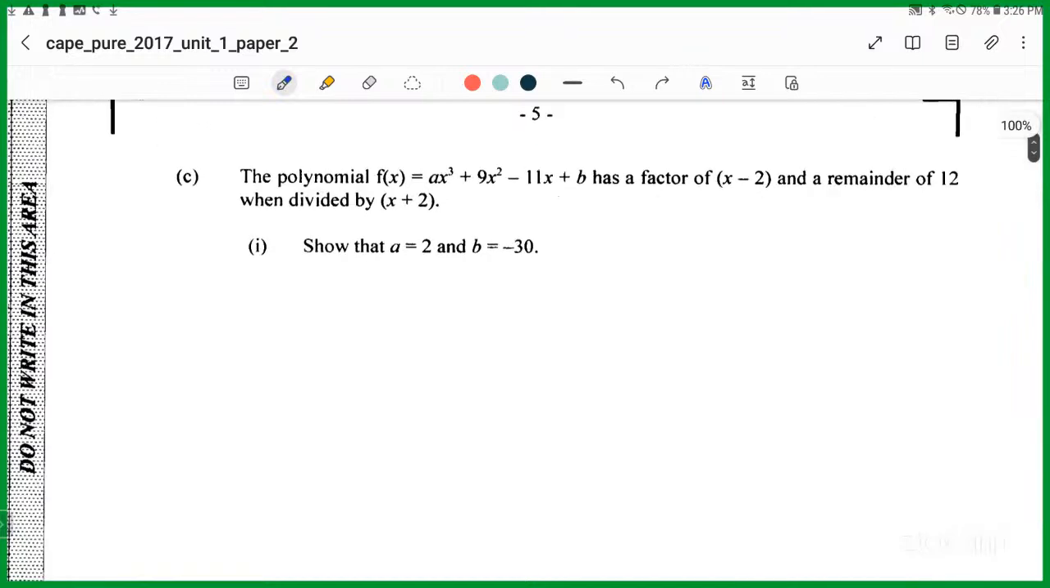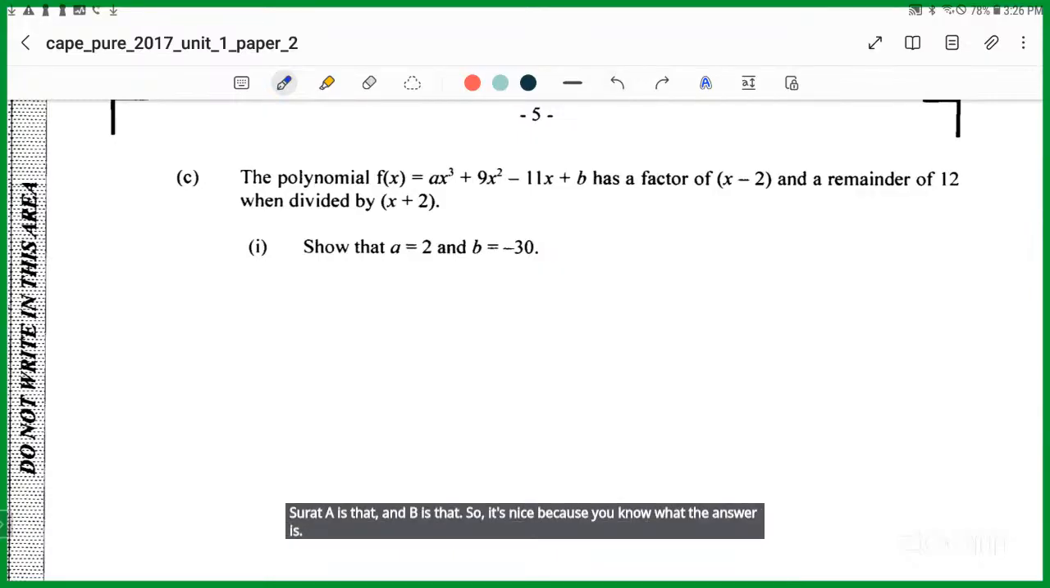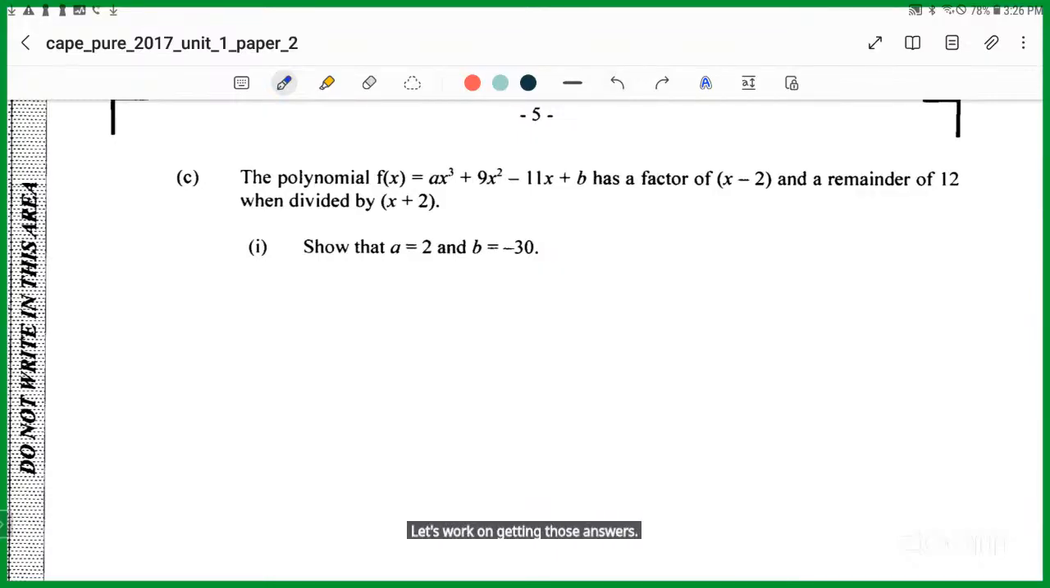Alright, so it says a polynomial, similar to the question that we just did, has a factor of x minus 2 and a remainder of 12 when divided by x plus 2. Show that A is that and B is that. Alright, so this one is nice because you know what the answer is. Let's work and get those answers following the same process.